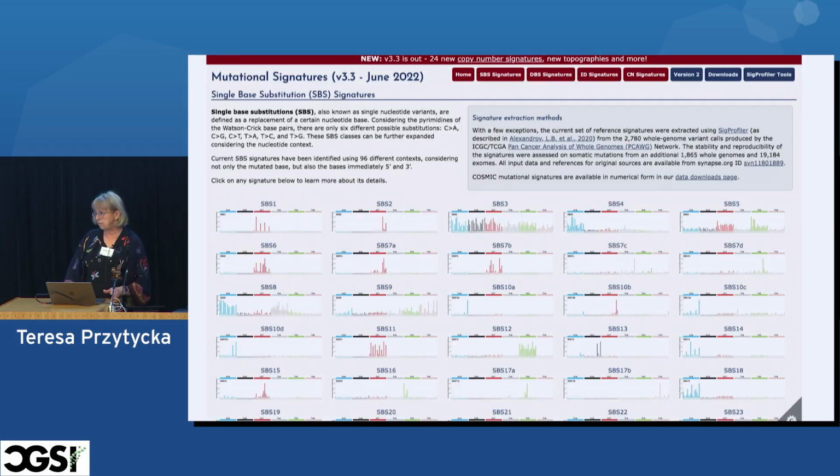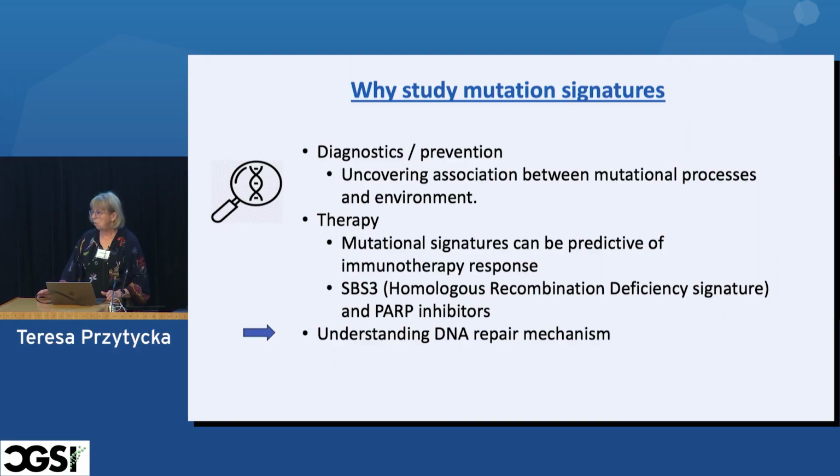Nevertheless, what we have now is a big database, if you will, of mutational signatures, and many more signatures are again being proposed as new experiments emerge. Now, why would we like to study those mutation signatures?